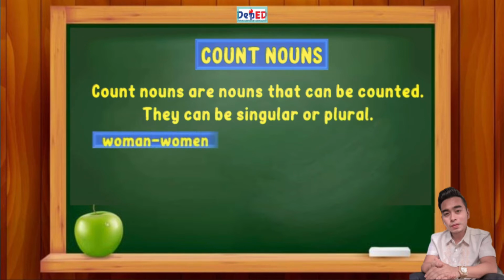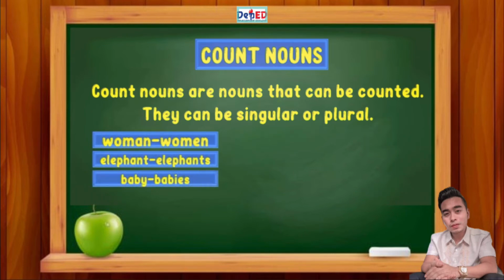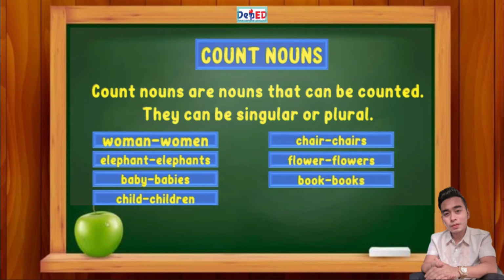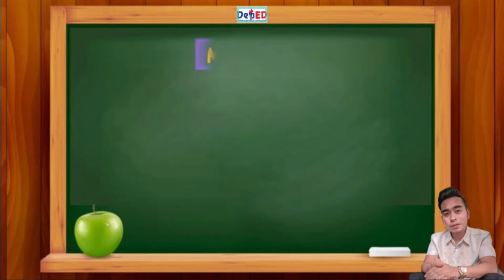For example, woman, women, elephant, elephants, baby, babies, child, children, chair, chairs, flower, flowers, book, books, country, countries.